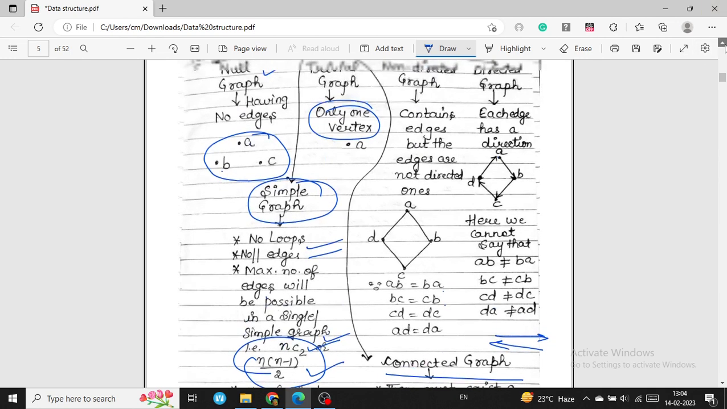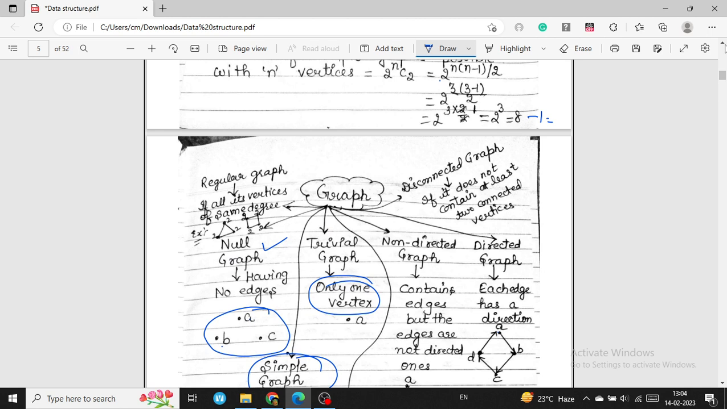And the next type is the regular graph. A regular graph is one where all its vertices have the same degree. Each node has 2 degrees here. Degree means the number of edges a node is connected with. If this node is connected with these edges, its degree is 3.